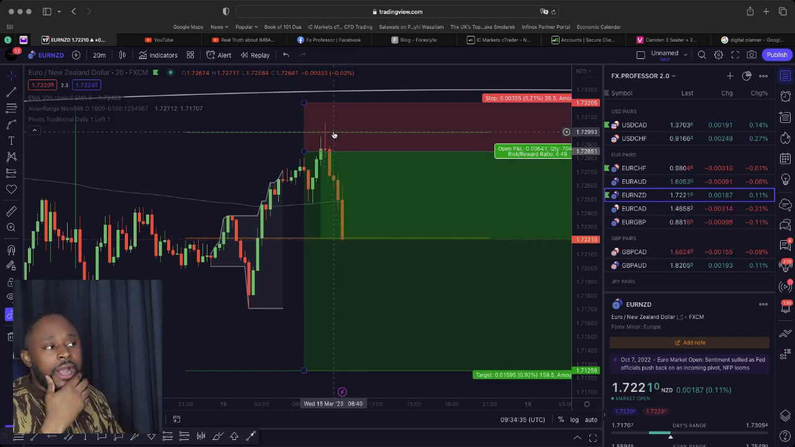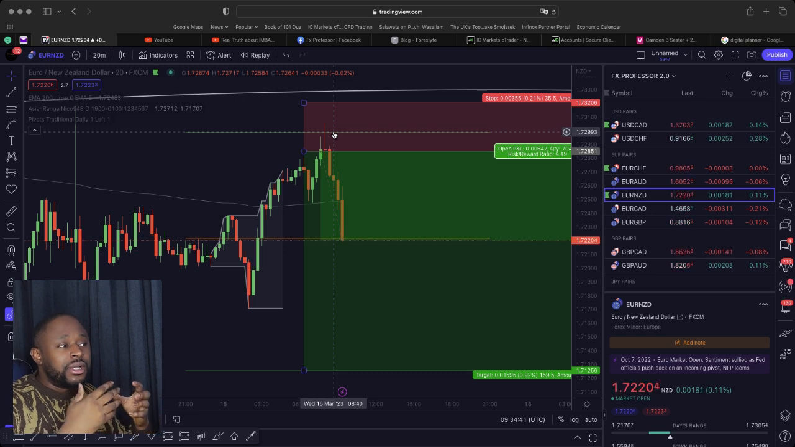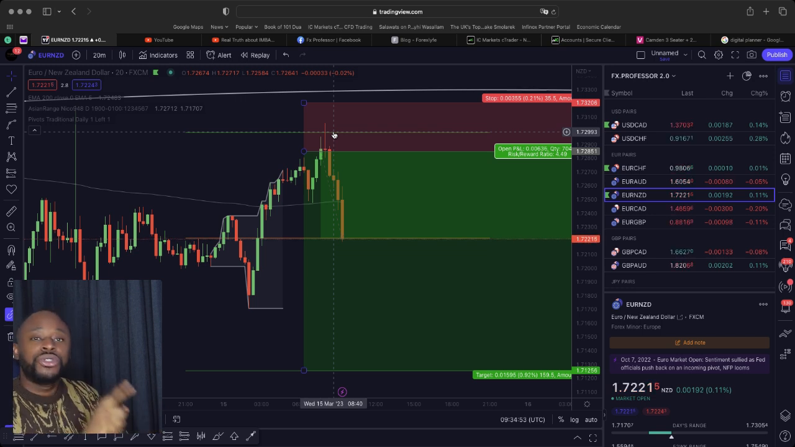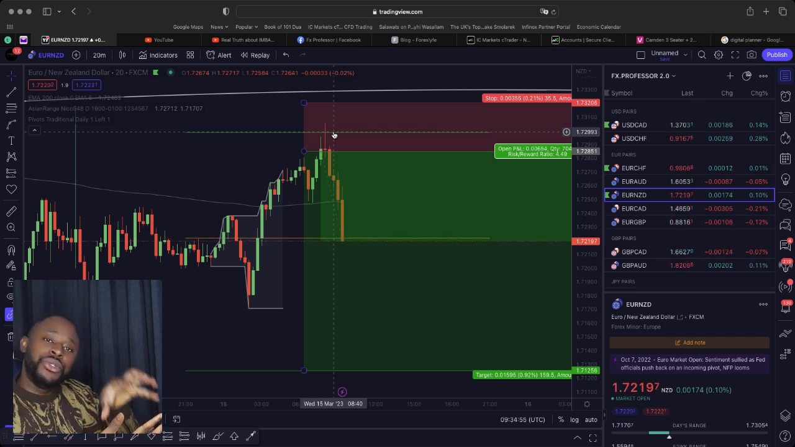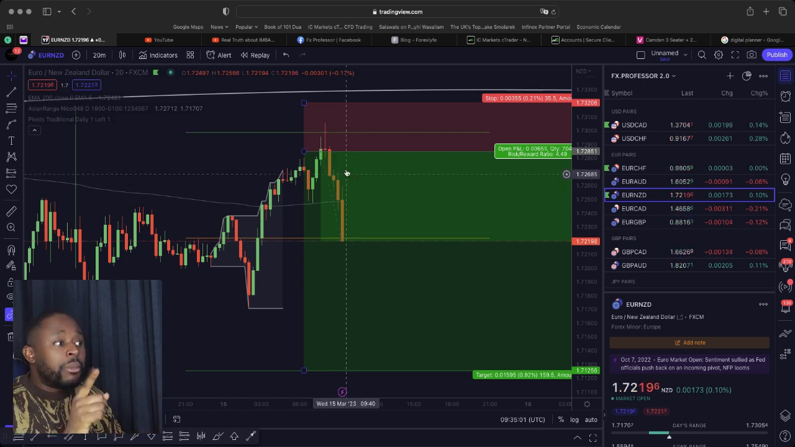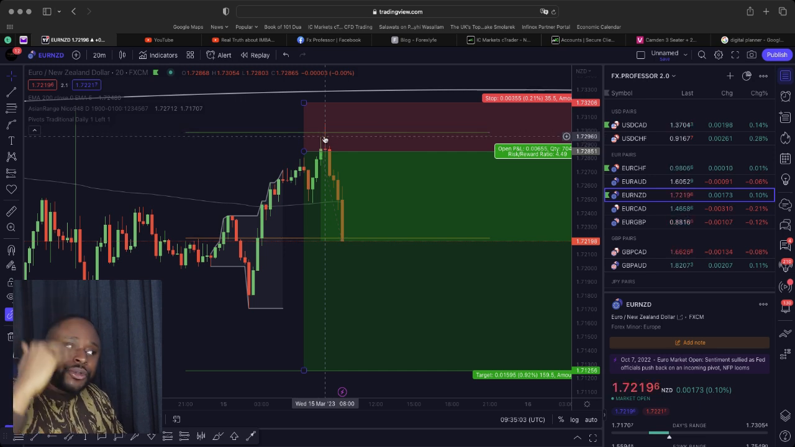So how do I use my pivot? I use my pivot as additional support or resistance, additional confluences in combination with other confluences. I will make a proper video for you guys on how I use pivot properly, but the purpose of this video is just to show you how I used pivot in addition with other confluences to take this setup. So normally I trade pivot to pivot.